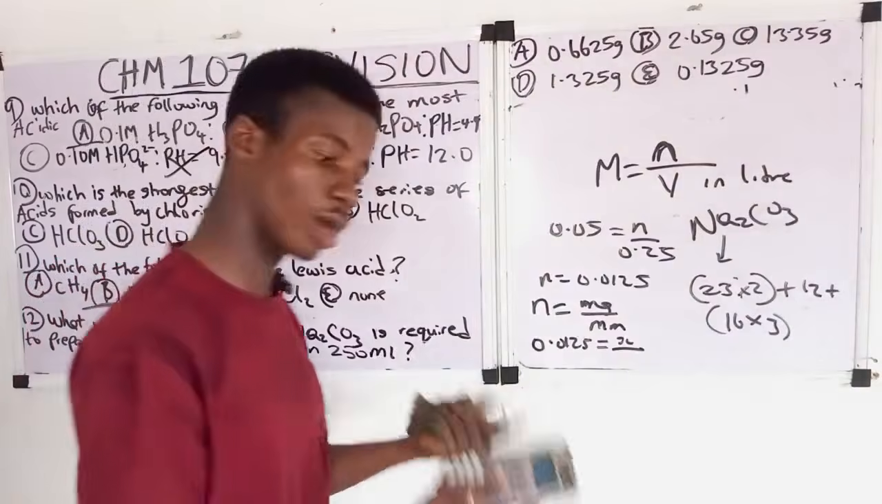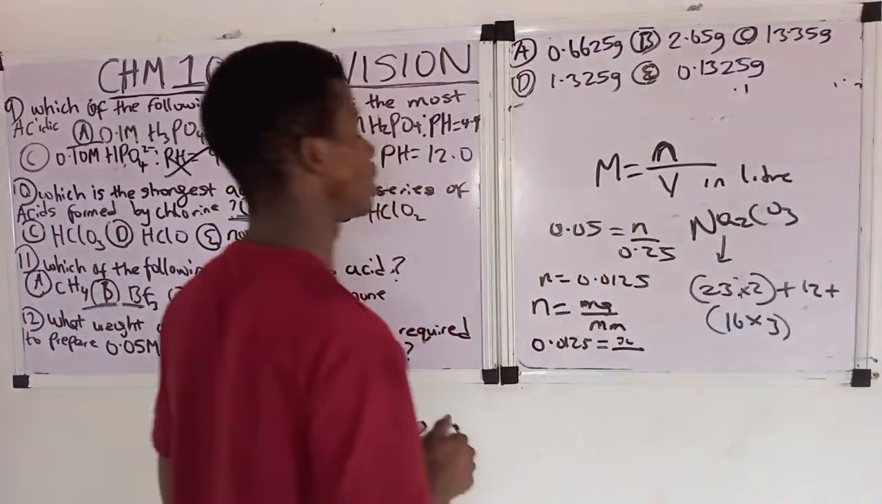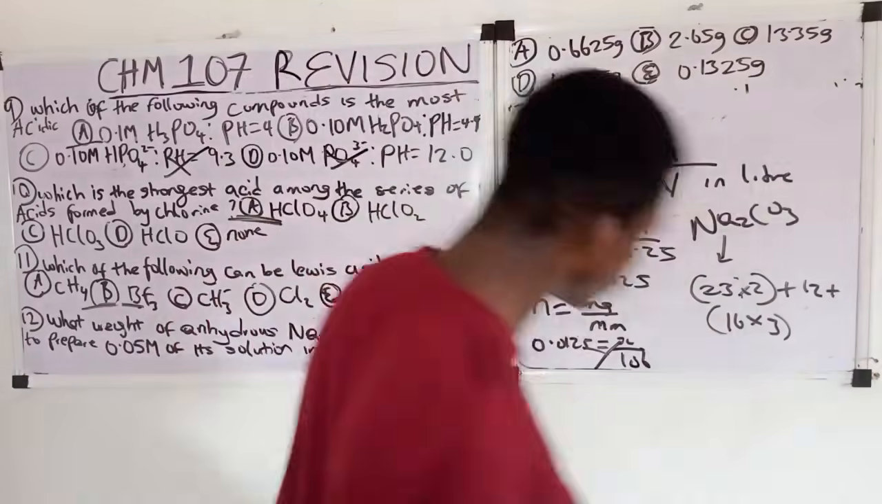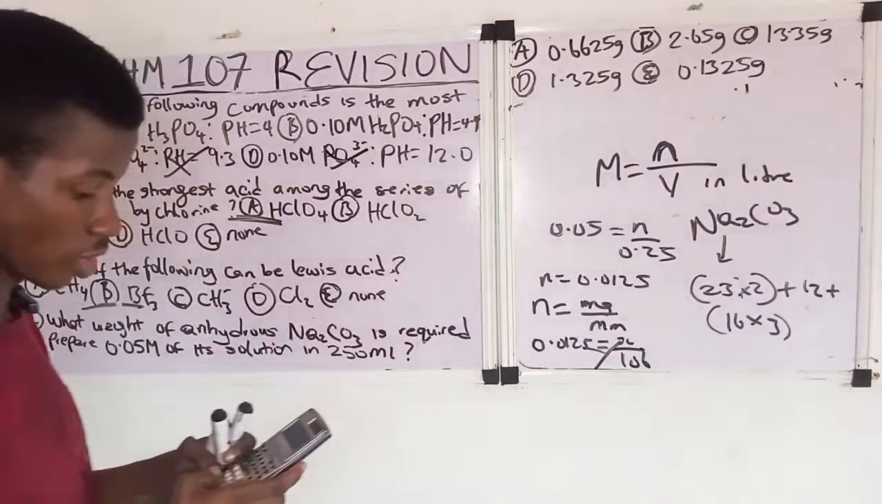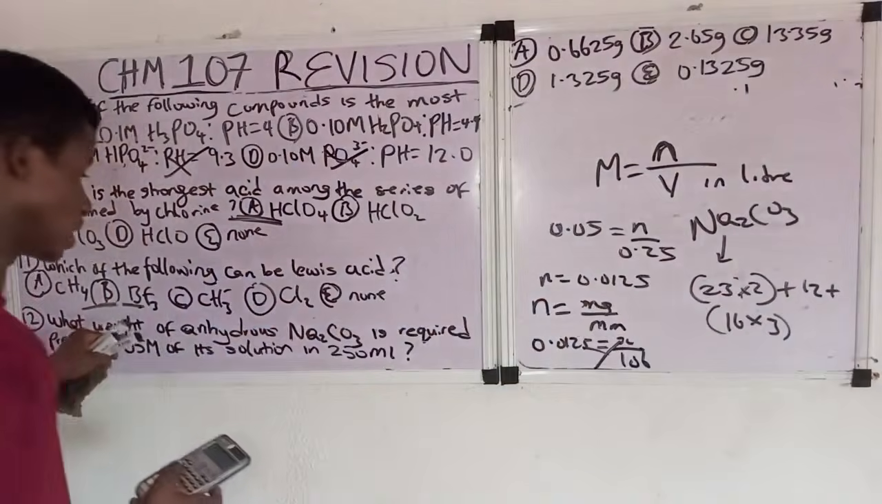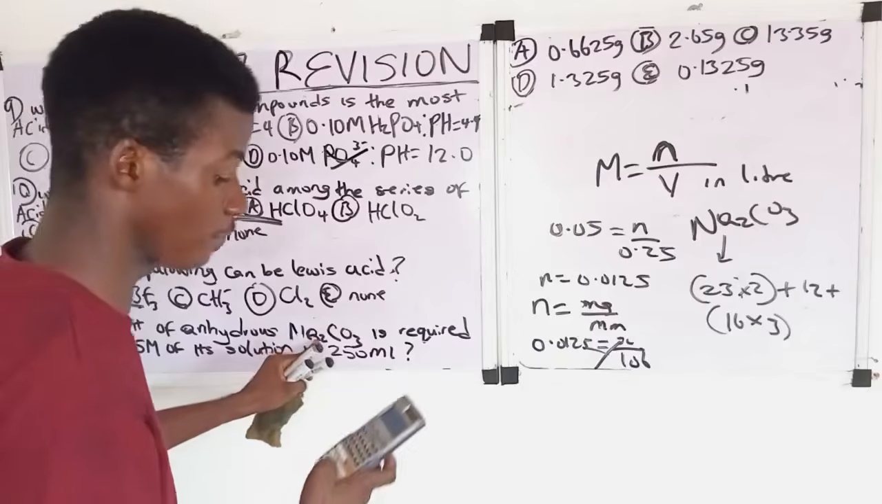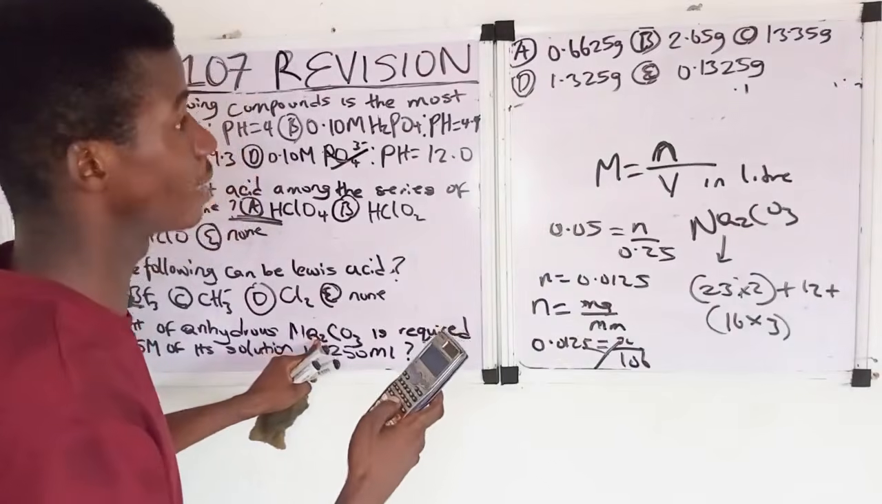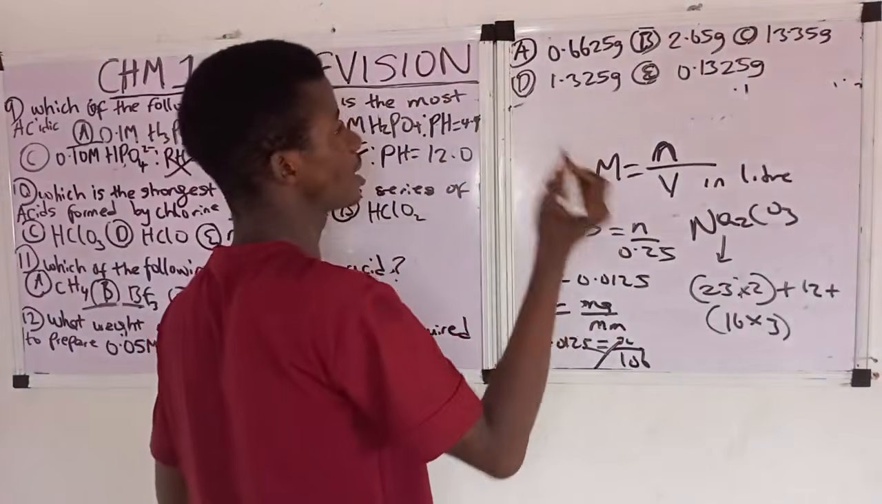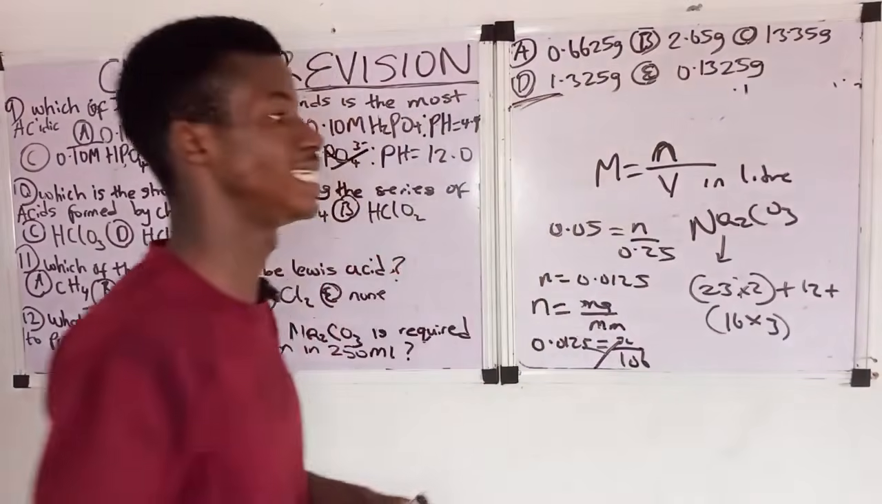Bracket close. Yeah, 106. So the molar mass of sodium carbonate is 106. So if we cross multiply, 106 times 0.0125 will give us the mass in grams, or the weight, of sodium carbonate, which is 1.325 grams. So 1.325 grams, which is D, is the answer.